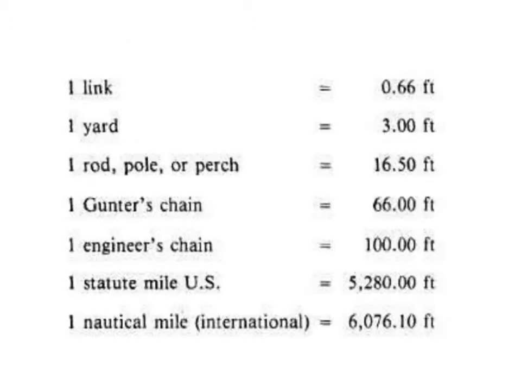Then we will see the following relationships. 1 link equals 0.66 feet. This is applicable only for surveyor's chain. Then 1 yard equals 3 feet, 1 rod equals 16.50 feet, 1 Gunter's chain equals 66 feet, 1 engineer's chain equals 100 feet, 1 US mile equals 5280 feet, 1 nautical mile equals 6076.10 feet.